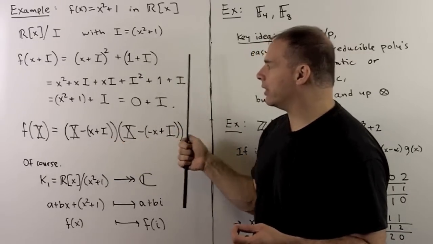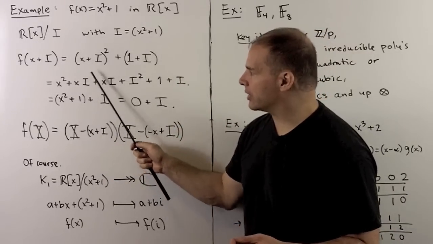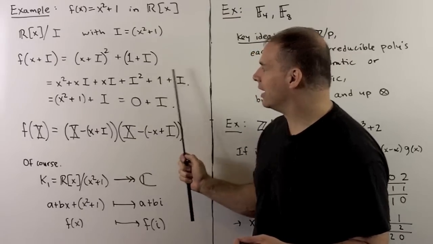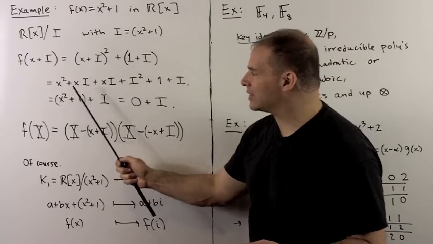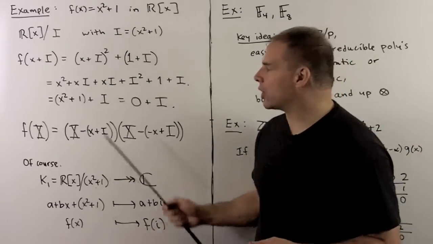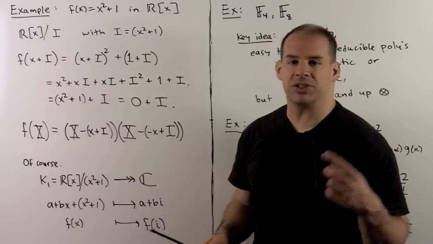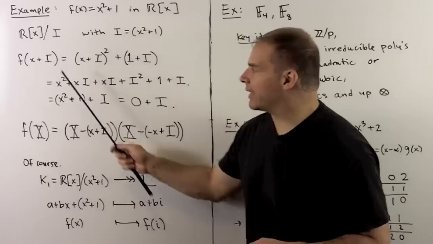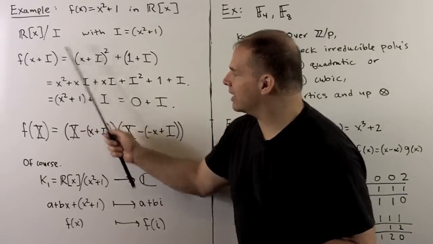Now we can expand all of this, and we note this is an I, this is an I, this is an I, this is an I, and what we get is x squared plus 1 plus I. But because x squared plus 1 is already in our ideal I, this is the 0 coset. So we have that f on this coset is 0.